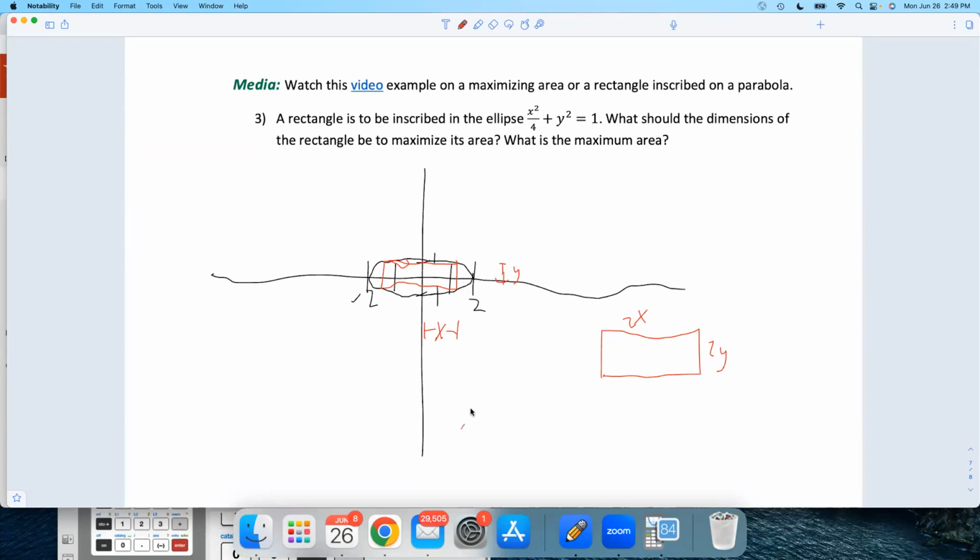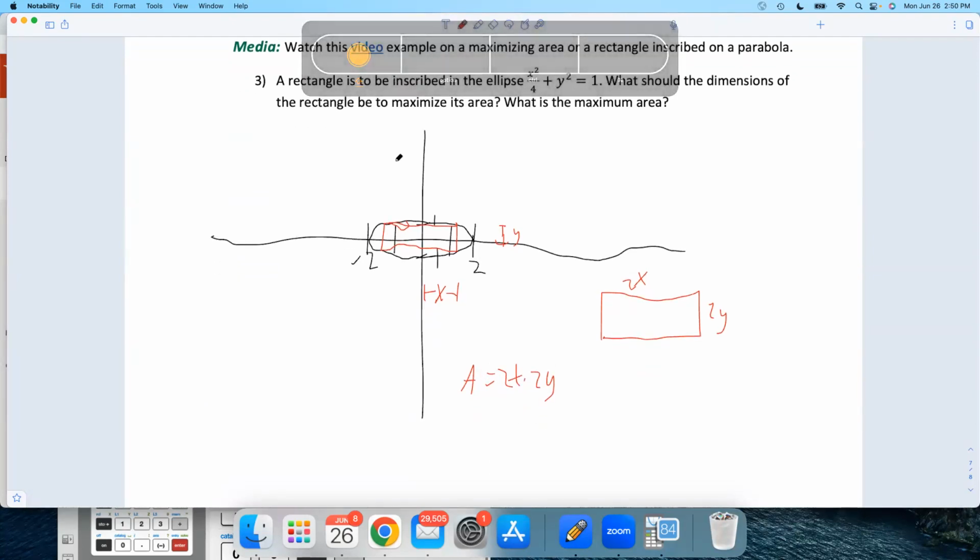Okay, so the area of the rectangle is length times width, 2x times 2y. Every single time, write down the thing you're trying to maximize or minimize and figure out how to write it using only one single variable. So I need this in terms of just either x or y. I'm going to write this in terms of x.